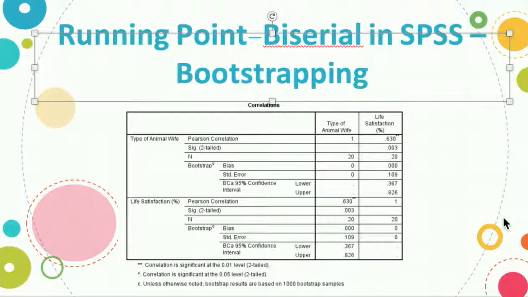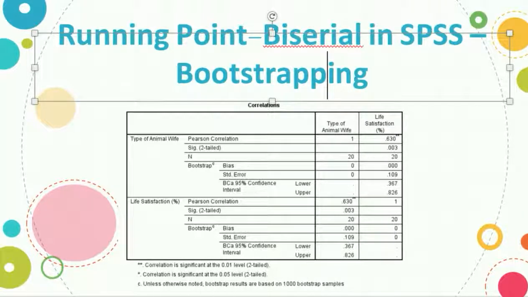If you are using the bootstrapping strategy to place, I would say, a greater emphasis on your data and make it more robust and stronger, then this is what your correlation table would look like. You'll notice that the only thing different is going to be down here where they report the bootstrap. And the only thing you need to pay attention to is the 95% confidence interval for the bootstrap, and you report the lower and the upper brackets.